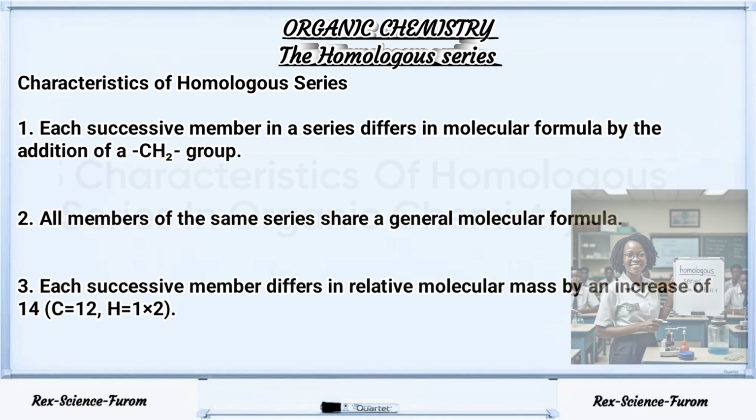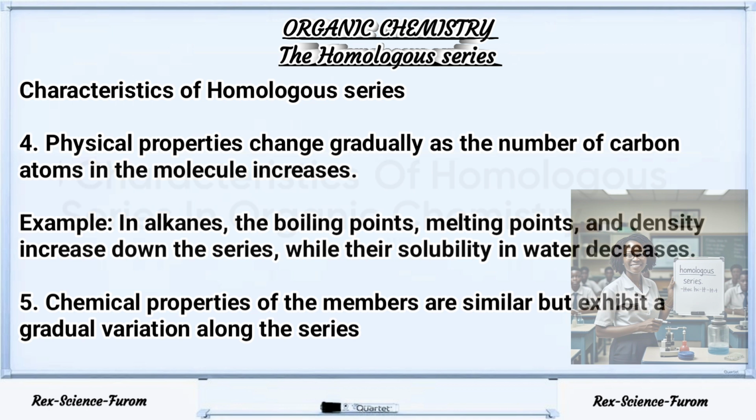Characteristics of homologous series. Each successive member differs in molecular formula by a CH2 unit. All members of the same series share a general molecular formula. Each successive member differs in relative molecular mass by 14, C equals 12, H equals 1 times 2. Physical properties change gradually as the number of carbon atoms increases. Example: in alkanes, boiling points, melting points, and density increase down the series, while solubility in water decreases. Chemical properties remain similar but vary slightly along the series.